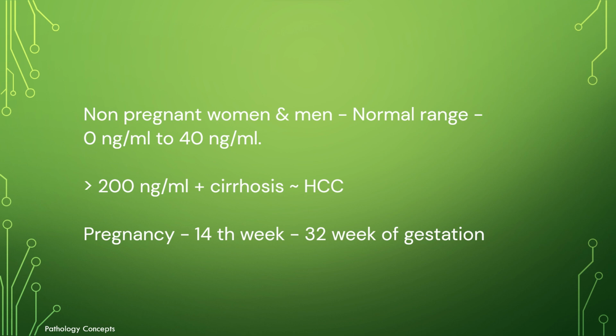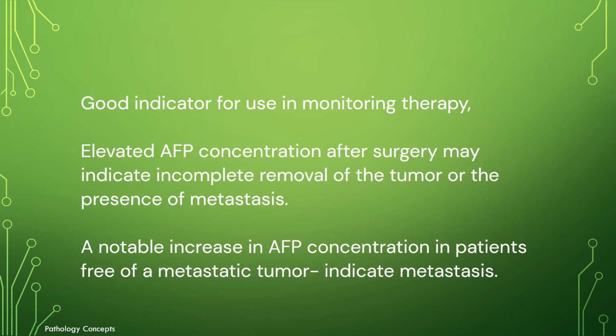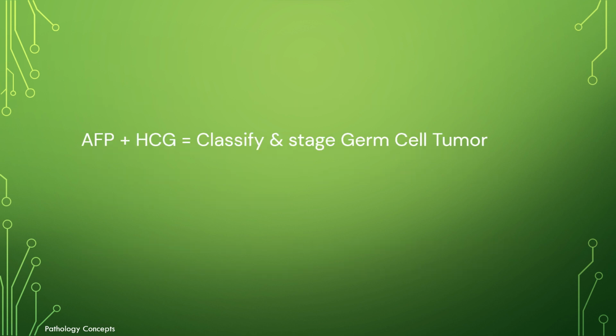The AFP concentration is a good indicator for use in monitoring therapy and the changes in the clinical status. An elevated AFP concentration after surgery may indicate incomplete removal of tumor or presence of metastasis. A notable increase in AFP concentration in patients considered free of metastatic tumor may indicate development of metastasis. The combination of measuring the concentration of both AFP and human chorionic gonadotropin helps classify and stage germ cell tumor.